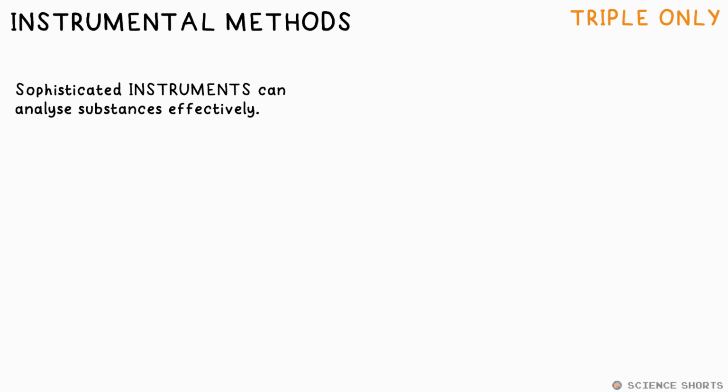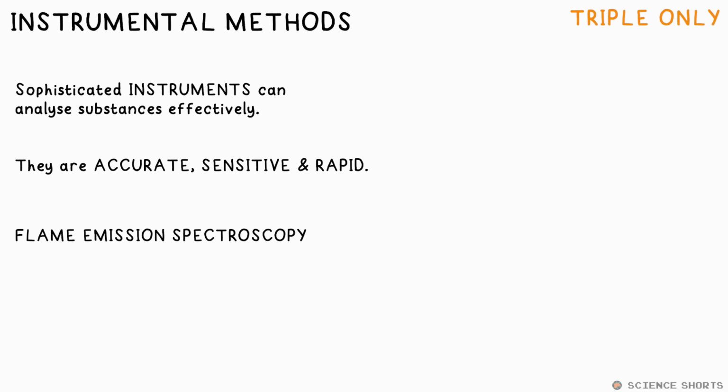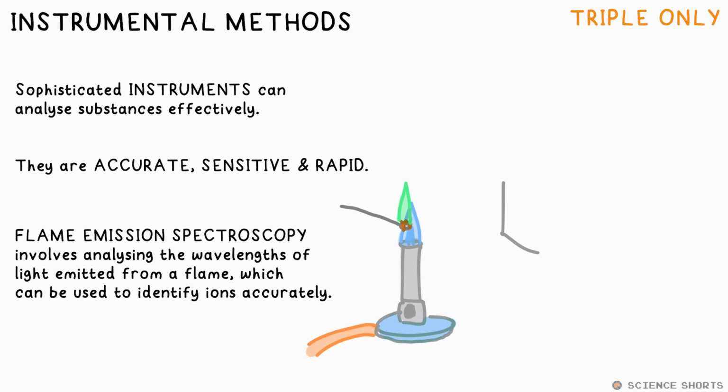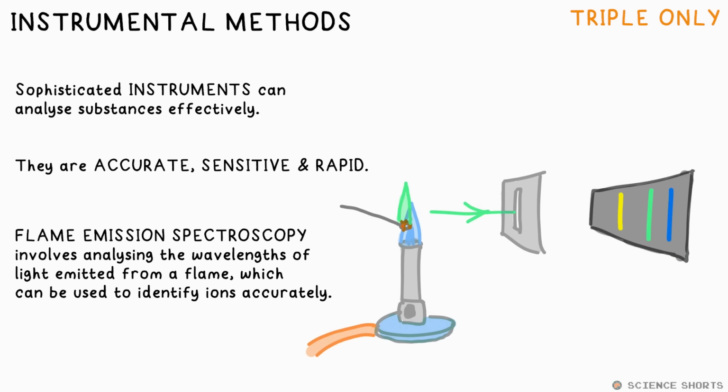In proper labs with lots of money, they use instrumental methods to determine what substances they have. These instruments are accurate, sensitive, and fast. For example, they can do flame emission spectroscopy, flame tests on steroids. The light produced by a flame is passed through a spectroscope, which can identify exactly what wavelengths are emitted, which can then be used to identify these metal ions.